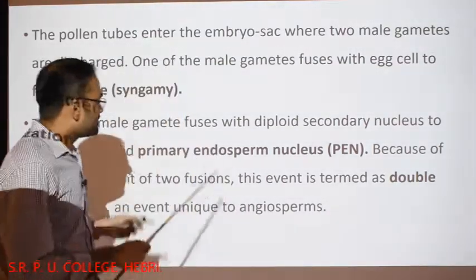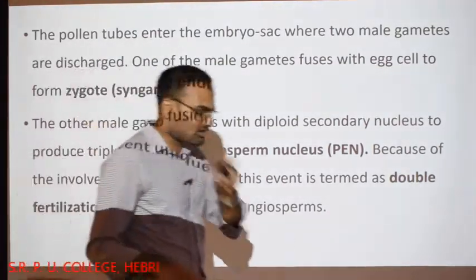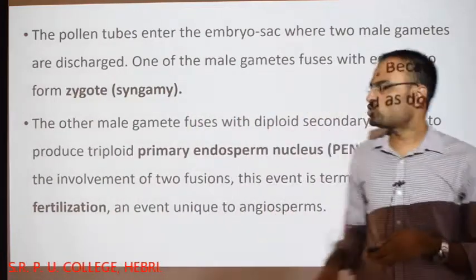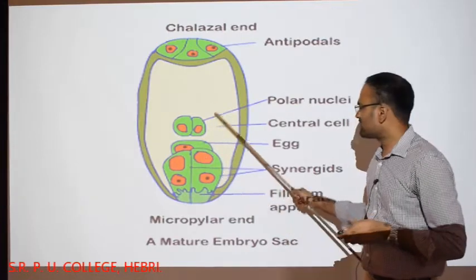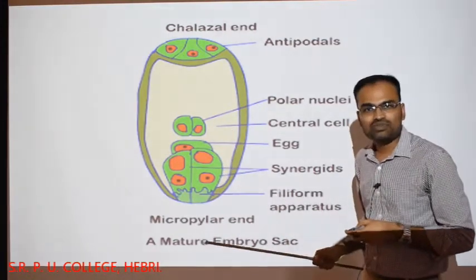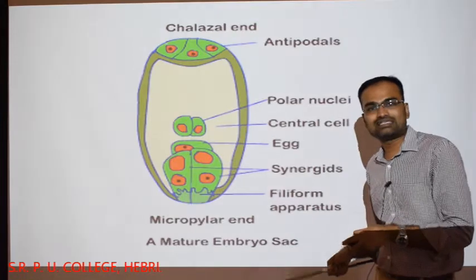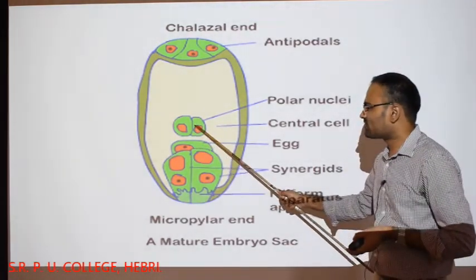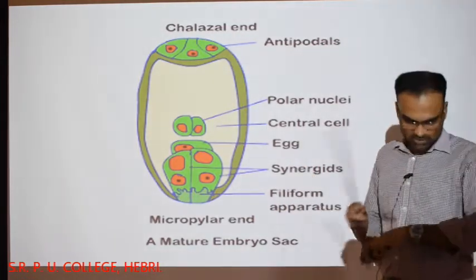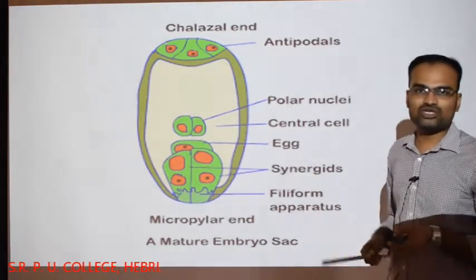Okay, due to two fertilizations occurring in the embryo sac. There are two fertilizations, isn't it? One is the fertilization of the egg, another one is fertilization of this central cell. That process we call double fertilization. One fertilization here, another fertilization here. Okay, that process is called double fertilization.